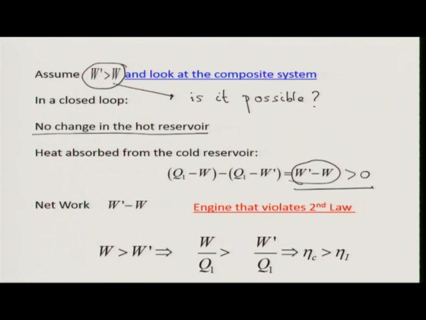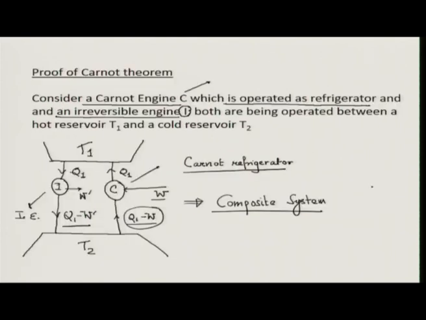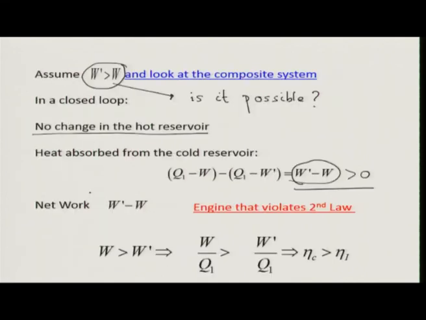Well, what is the net work done? That's very simple. W prime is the work done by the engine, should be positive. W is work done on the Carnot refrigerator, that should be negative. So this is the net work. So what is the heat absorbed? Heat absorbed is this from the reservoir at temperature T2 and net work is this. Remarkably they are the same, and you know it is not possible.